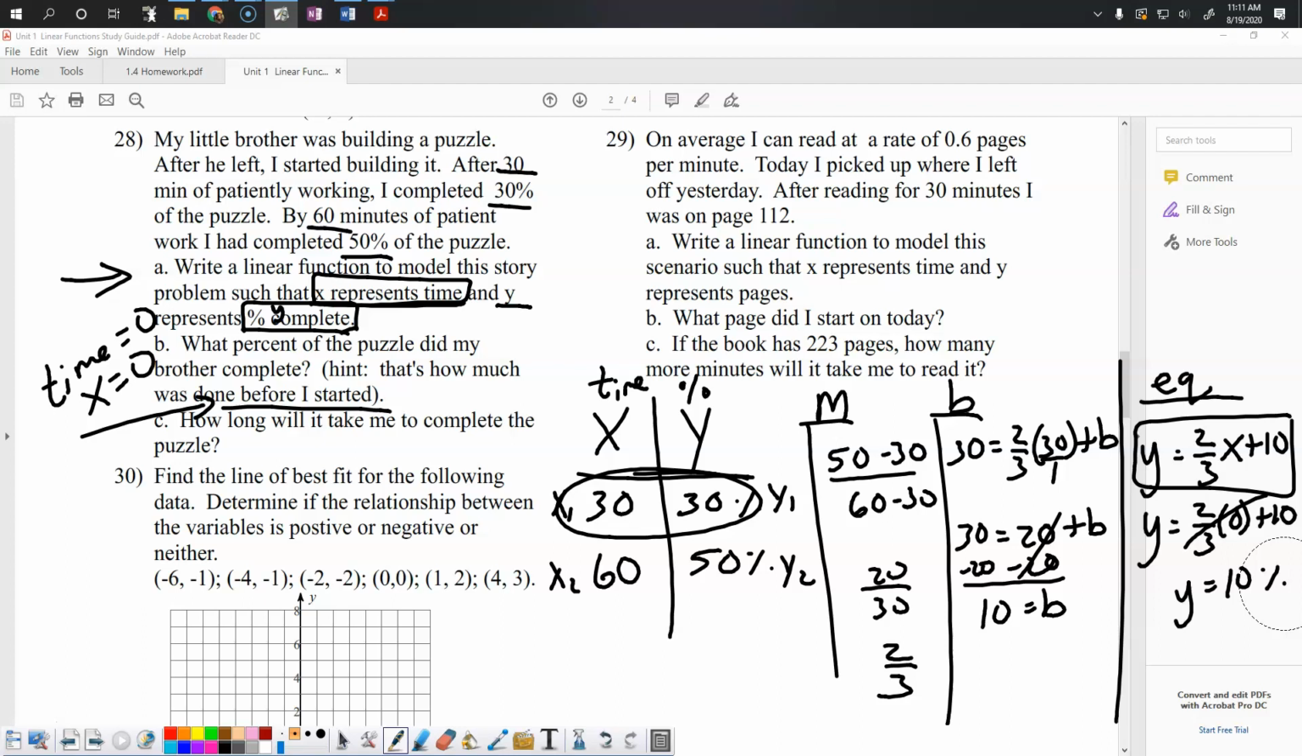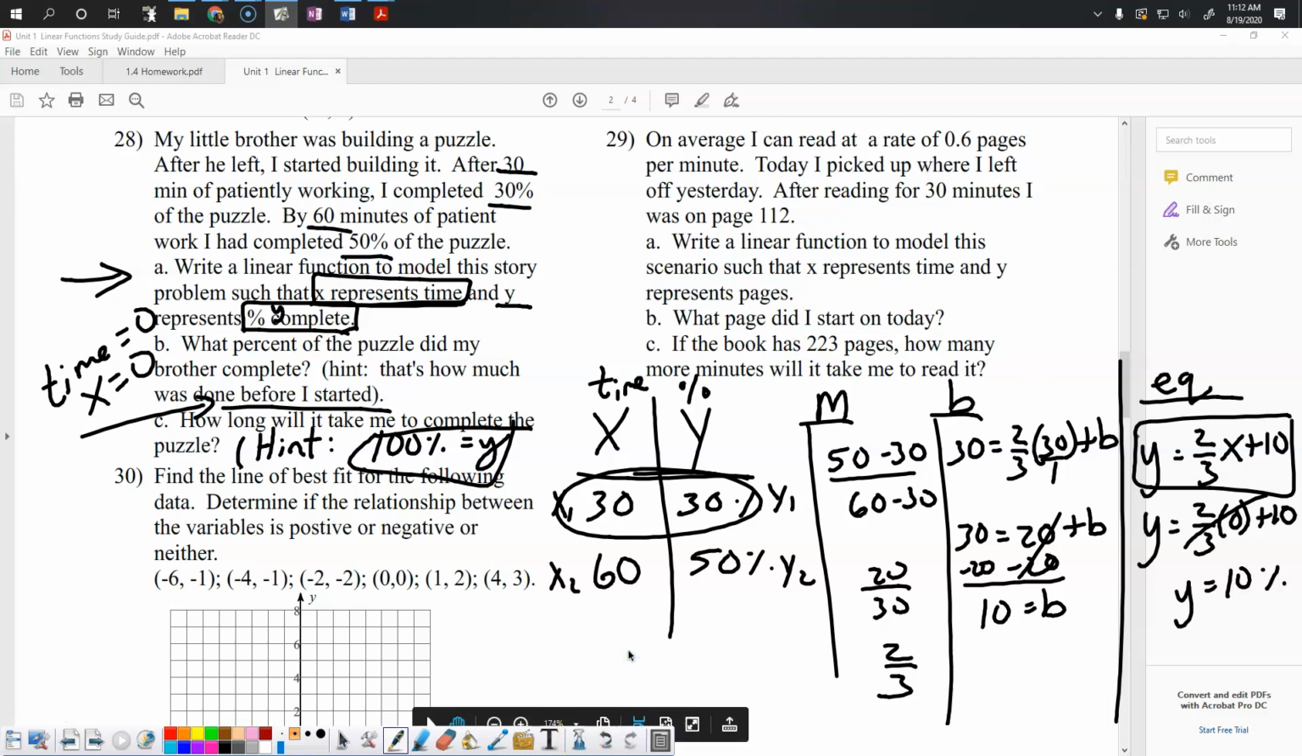The next question is kind of like it, but it's kind of like the opposite at the same time. How long will it take me to complete the puzzle? Okay, I should have put a hint here. That might have been helpful. If I've completed the puzzle, what percent of the puzzle is done? 100%. Right? If I've completed it, then 100% of the puzzle is done. Now, since that's a percentage, which variable is that, x or y? That's y. So basically, if y equals 100, what will x be? Because x is the time. So that's the question here.